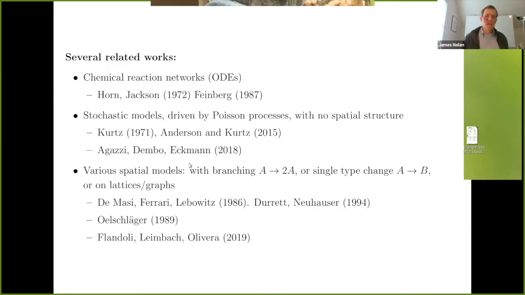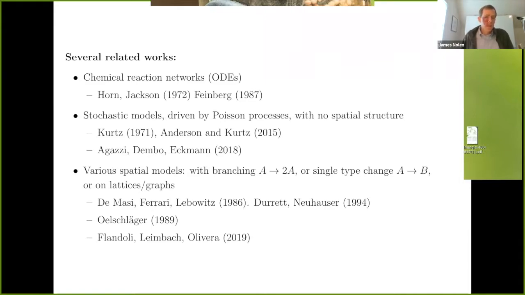There is a lot of work on chemical reaction networks. These are ODE models with no spatial structure. The mathematical theory was set forth in these seminal works of Horn and Jackson, also Feinberg. These involve nonlinear systems of ODEs with algebraic nonlinearity.